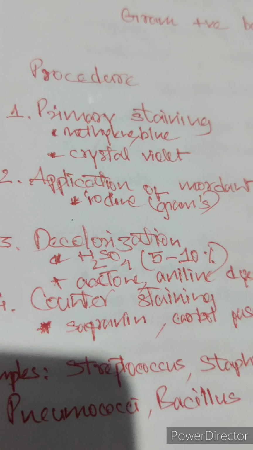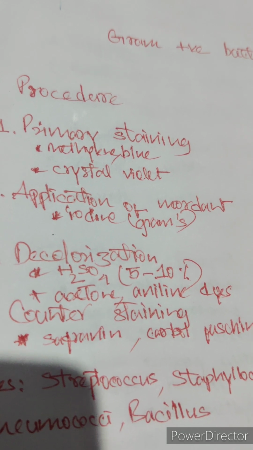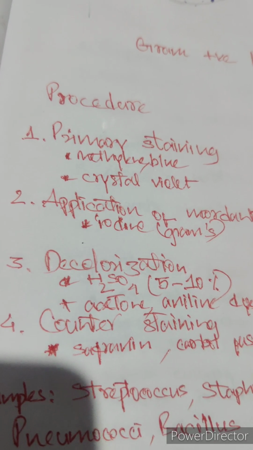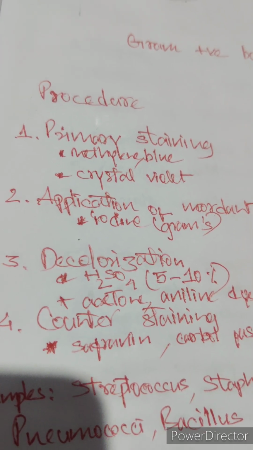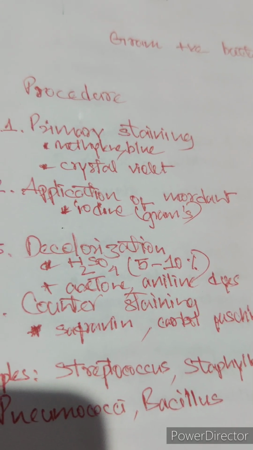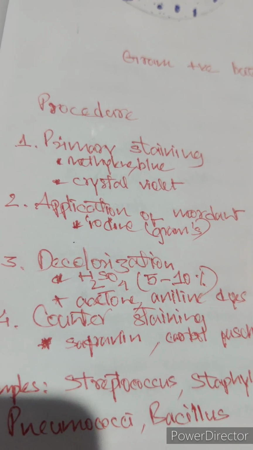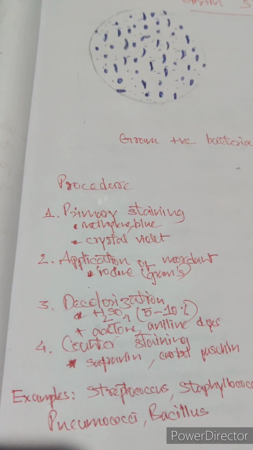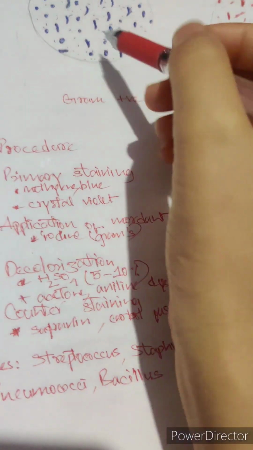So in counter staining, what we do is we take safranin or carbol fuchsin. These dyes are basically red in color. We put these dyes in order to counteract the primary stain. But because your gram-positive cell walls are thick and mostly comprised of mucopeptide, they happen to stain the violet color. So as you can see, your gram-positive bacteria, despite decolorization, happen to be violet in color.